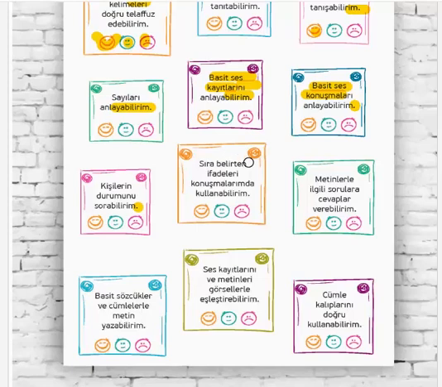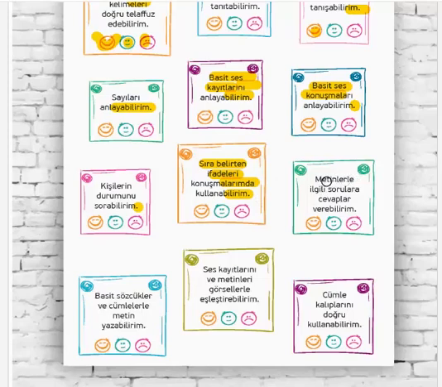Our next one is sıra belirten ifadeleri konuşmalarımda kullanabilirim. Kullanabilirim means I can use. Konuşmalarımda, in my speech. İfadeleri, expressions. What type of expressions? That sıra belirten ifadeleri. The expressions that indicate order. I can use the expressions that indicate order in my speech.